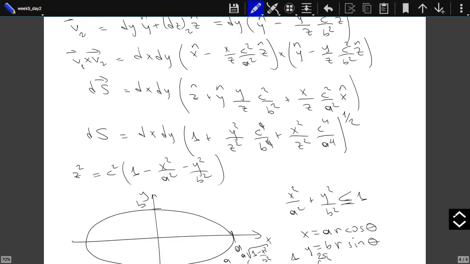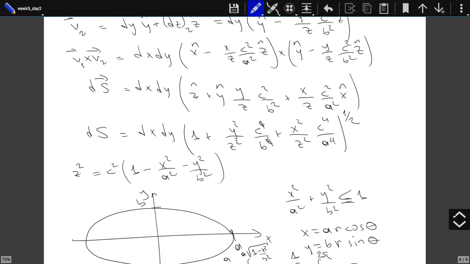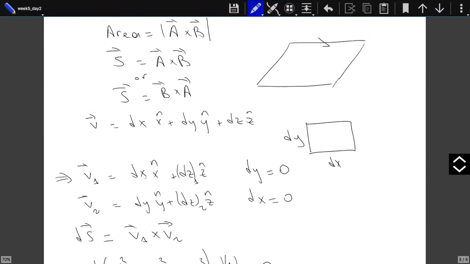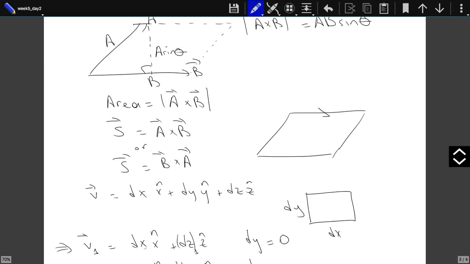So here, okay, there are these technical things about how to evaluate this integral. The new concept is how do you define the areas? And we said that vector product is our friend in defining areas.